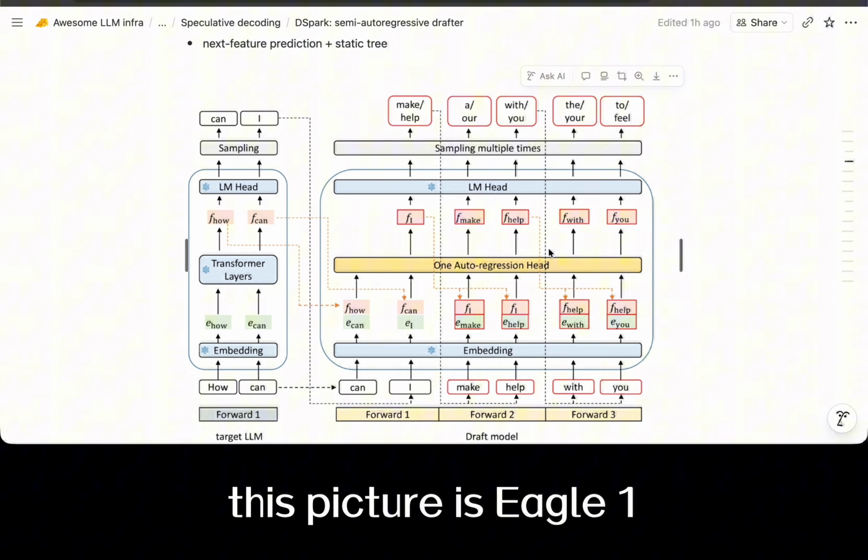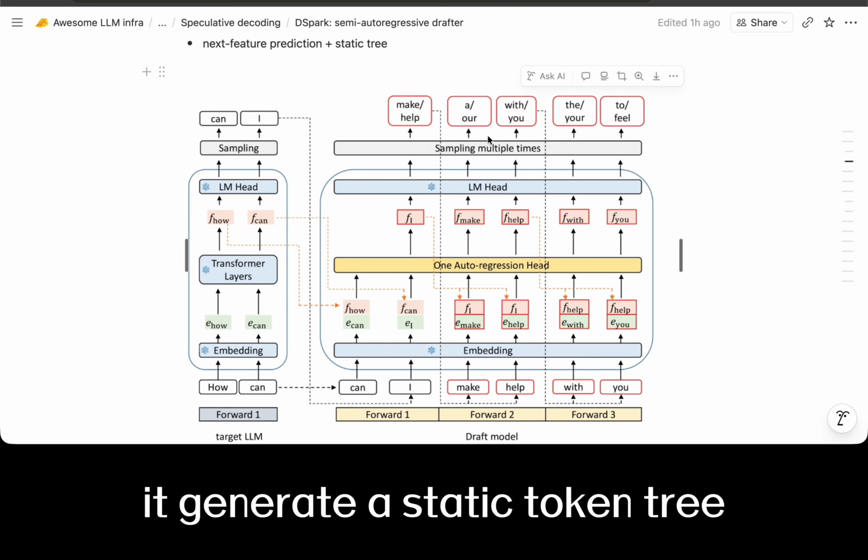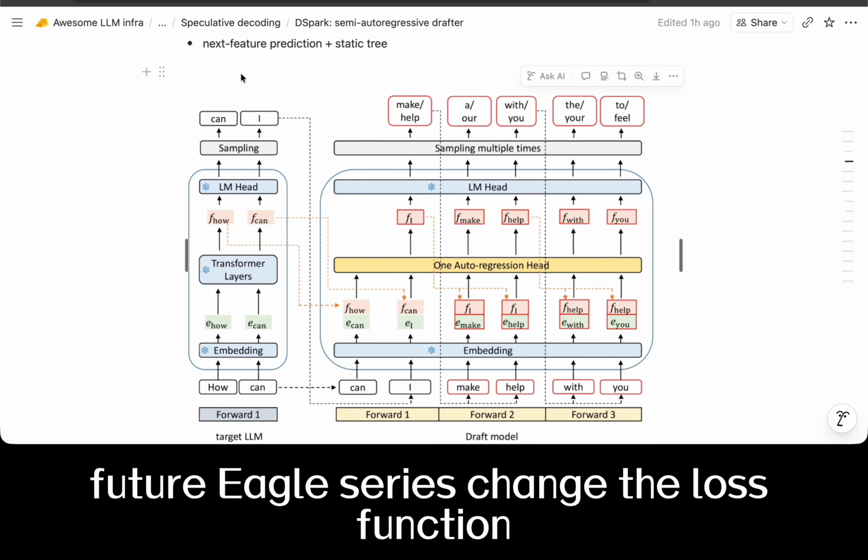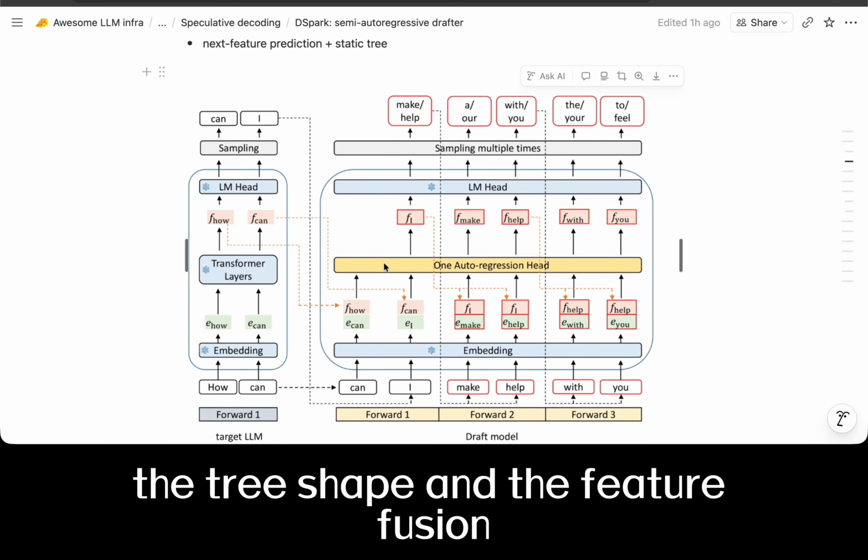This picture is Eagle 1. It generates a static token tree and uses next feature prediction. Future Eagle series change the loss function, the tree shape, and the feature fusion.